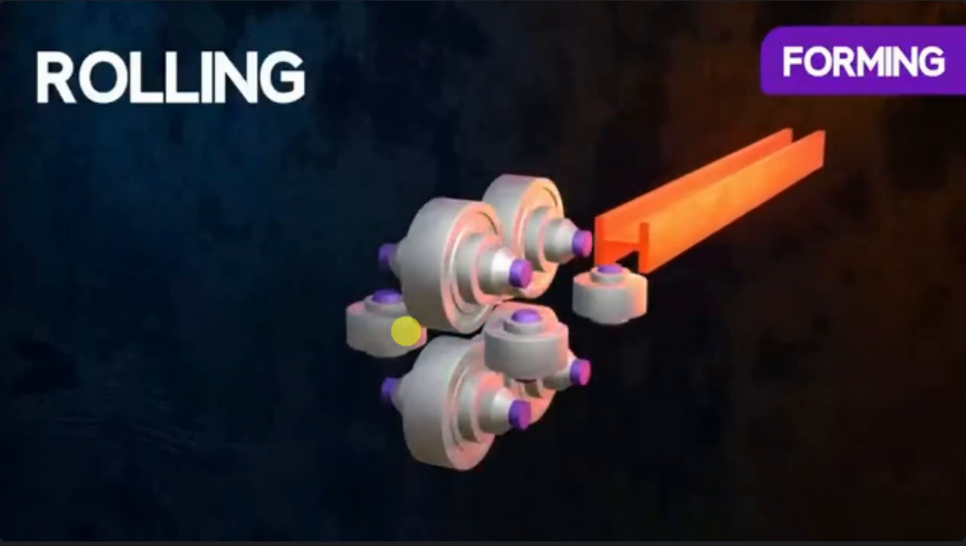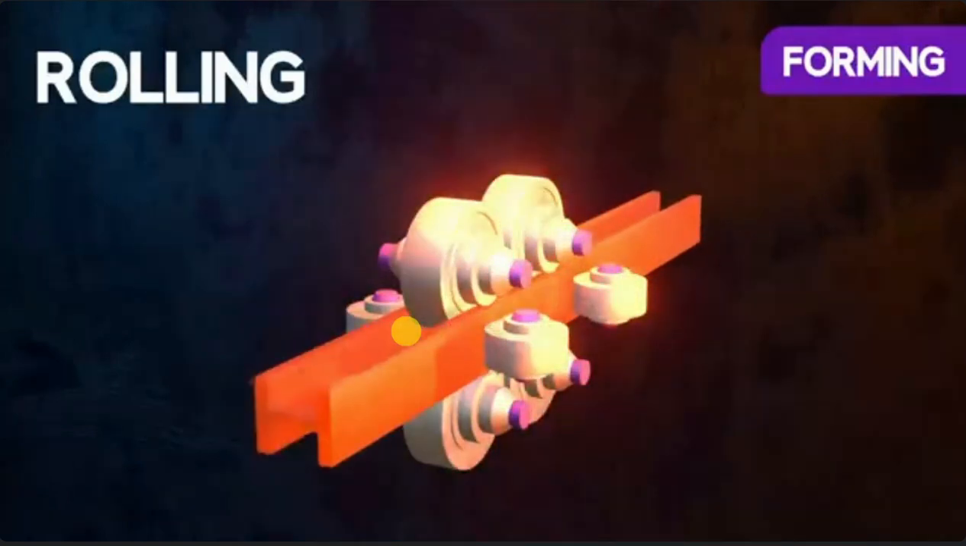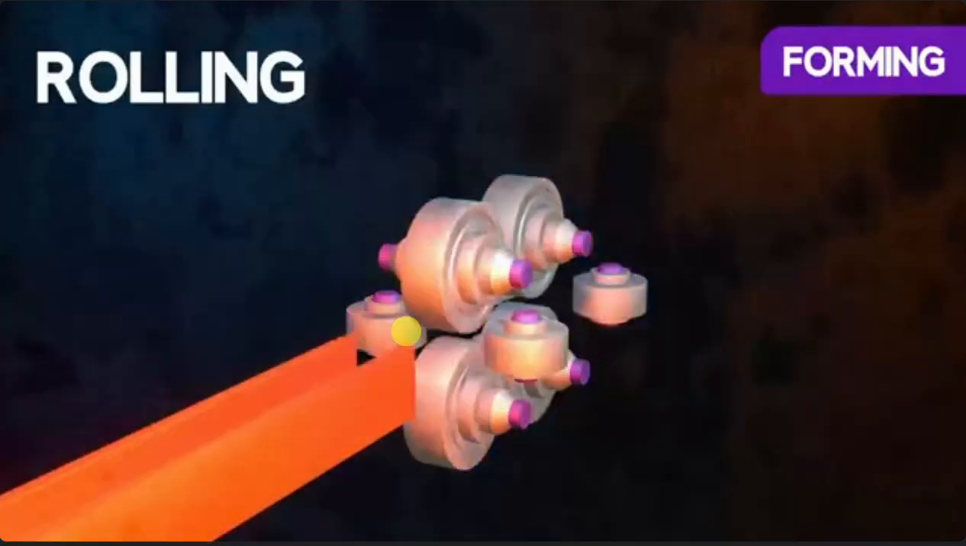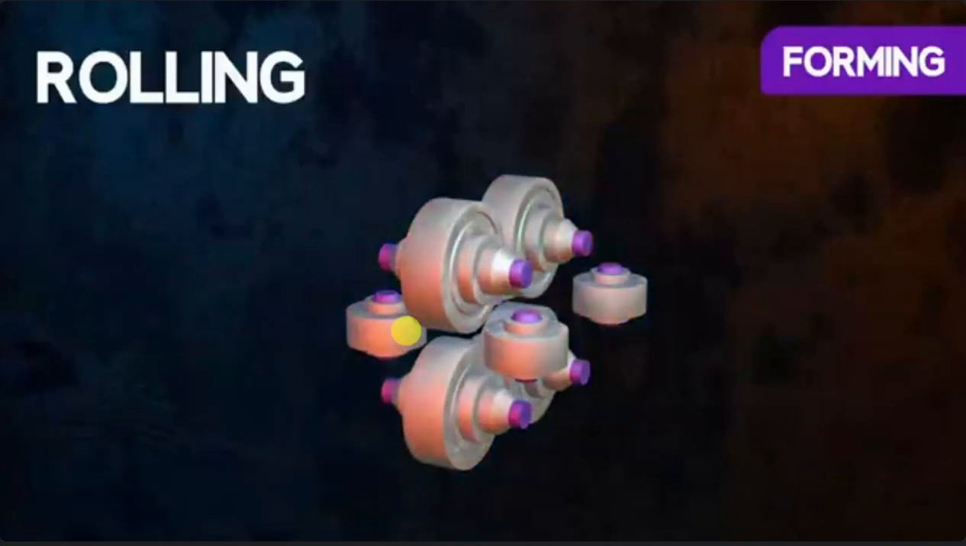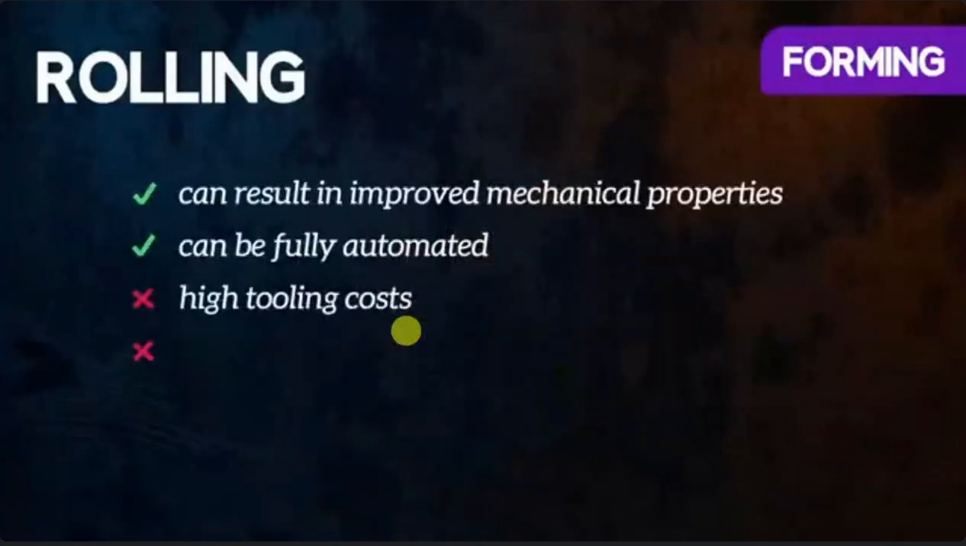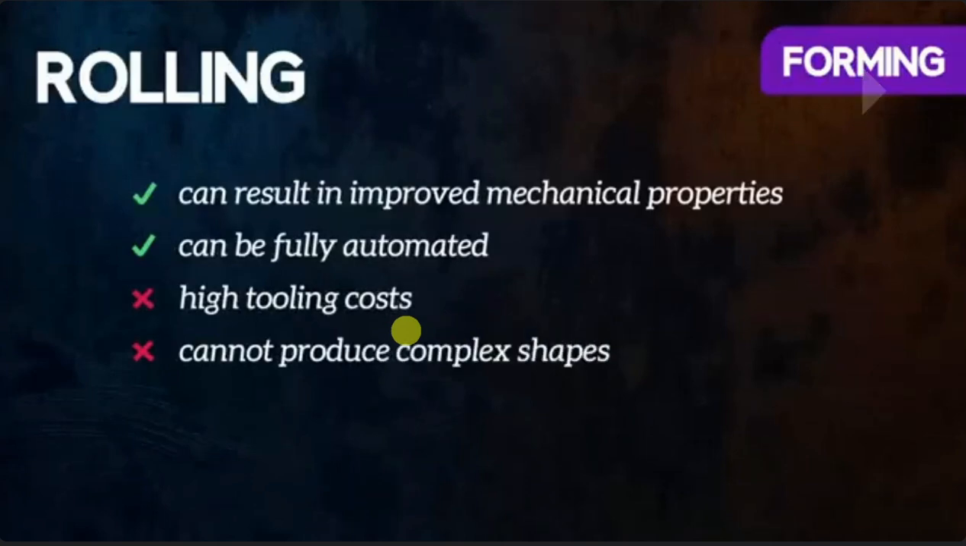So I-channels and railway rails are manufactured using rolling. The advantages are improved mechanical properties, and it can be easily automated. But the rollers are made of high strength material, which is very costly, and it requires a lot of driving members like motors.